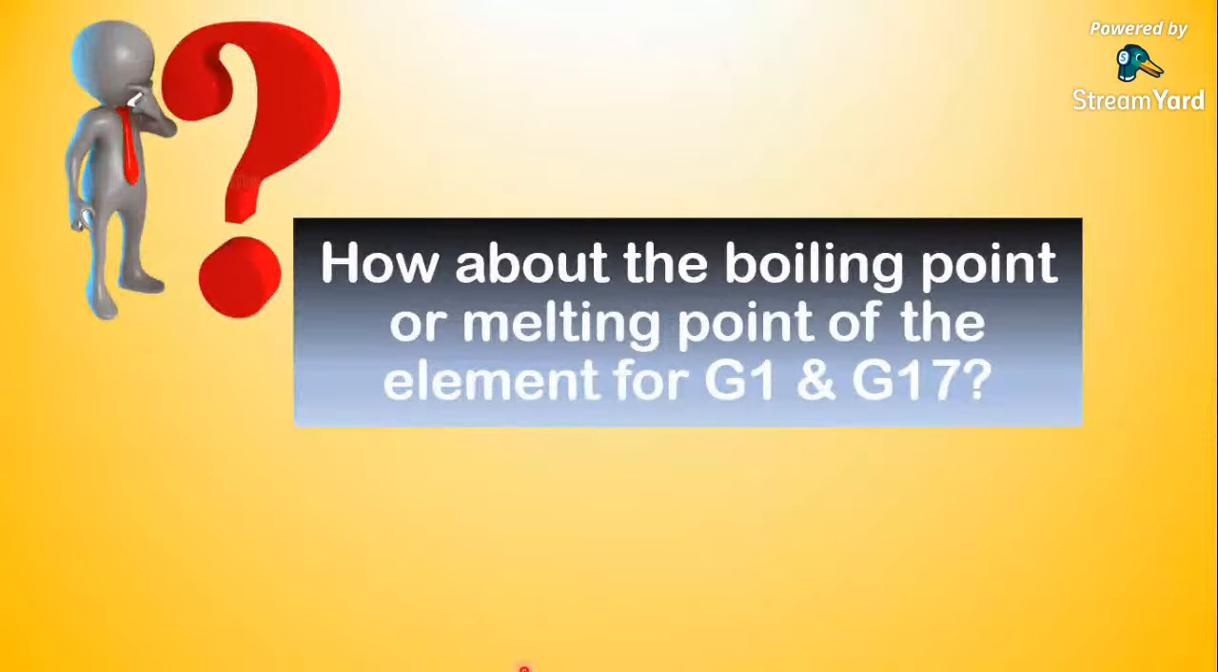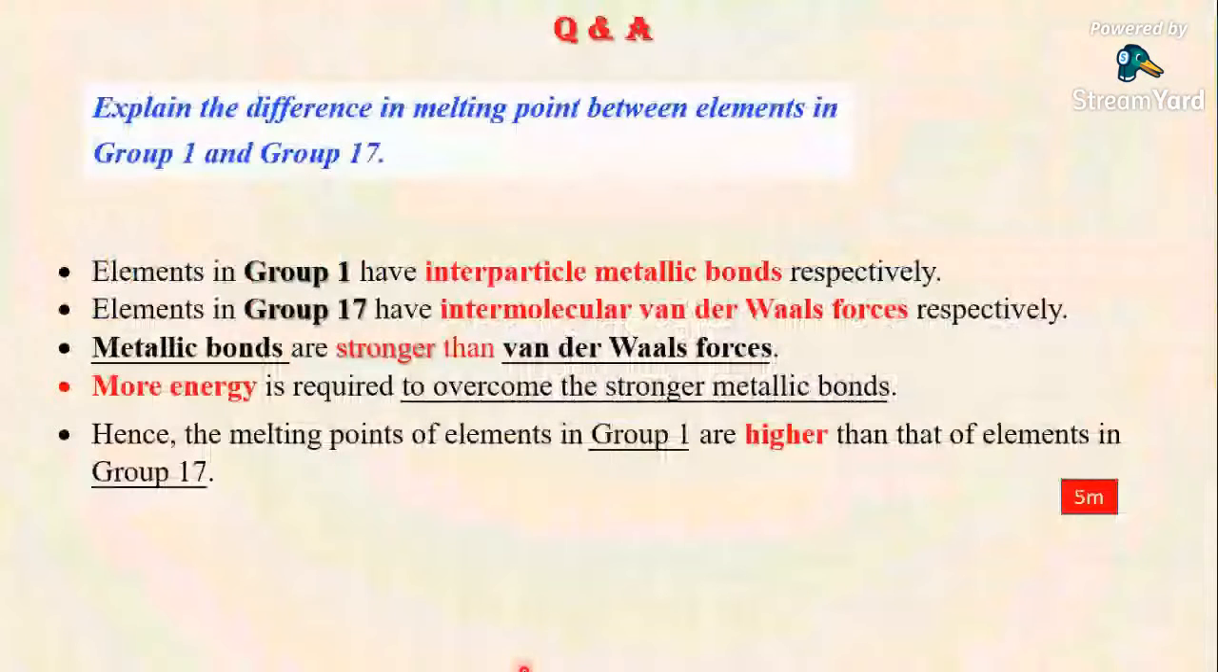Why? Actually, this one is from your Form 4 periodic table as well. The difference is because the structure of the elements is different. Group 1 is metal, group 17 is non-metal. So metal depends on the interparticle metallic bond, but group 17 depends on the intermolecular van der Waals forces. Metallic bond is stronger than van der Waals forces. That's why, comparing the boiling point between group 1 and group 17, group 1 is surely higher.